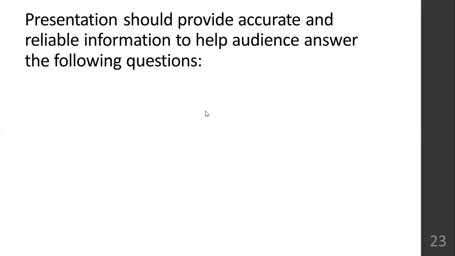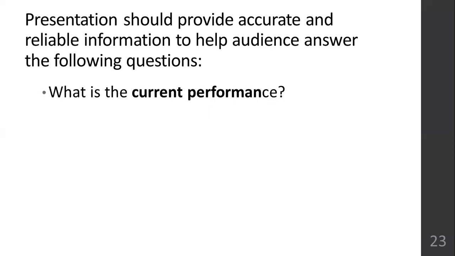If they are not able to answer these questions, it means the charts that you have chosen do not work well. So what is the current performance? Just by looking at the data that you are showing, the audience should be able to understand: are we in loss or are we in profit? Are we doing good or are we doing bad? Is there a trend in the data? Trend means, over time, the shift in performance. That is a trend.